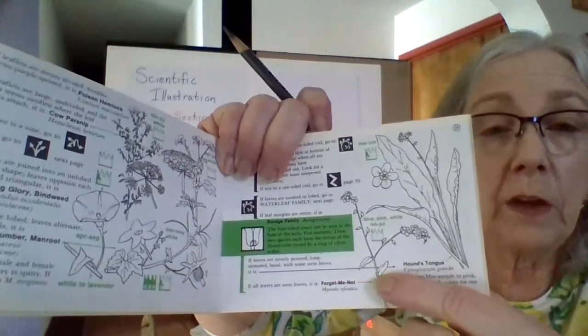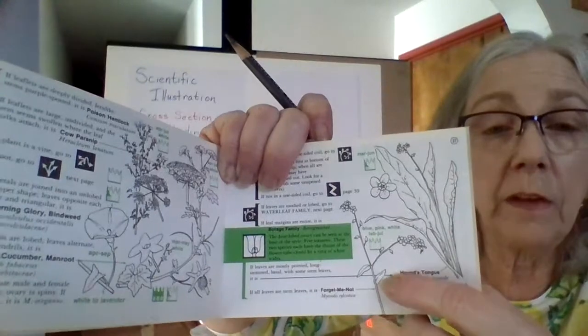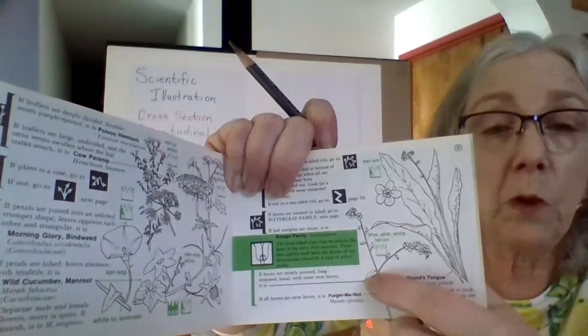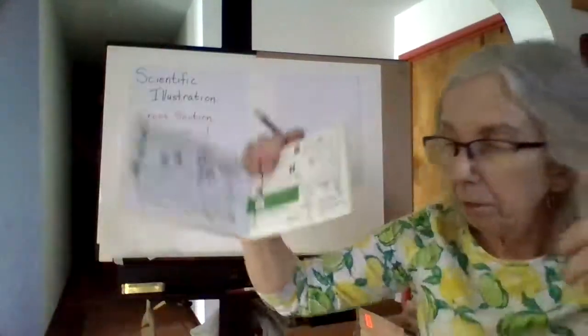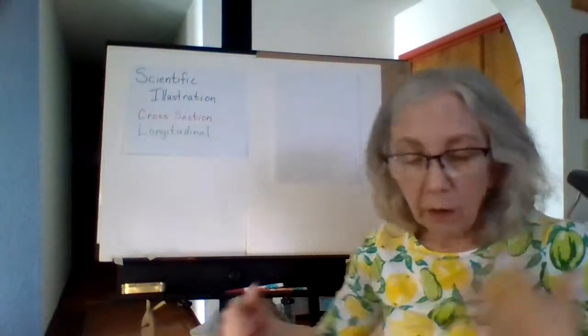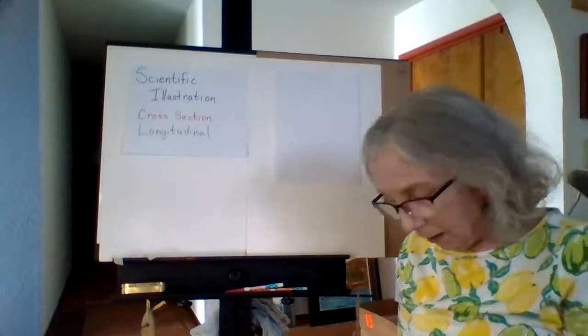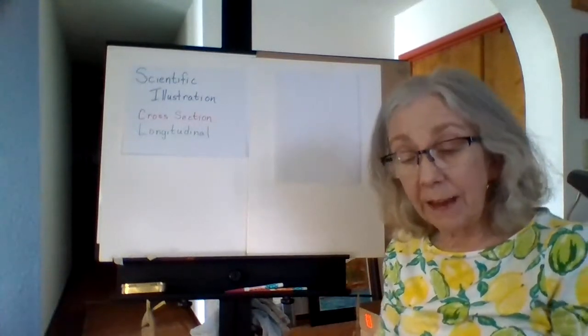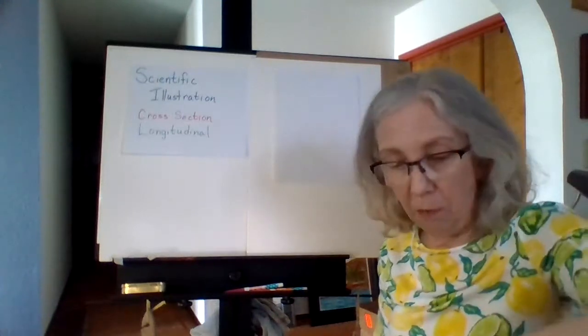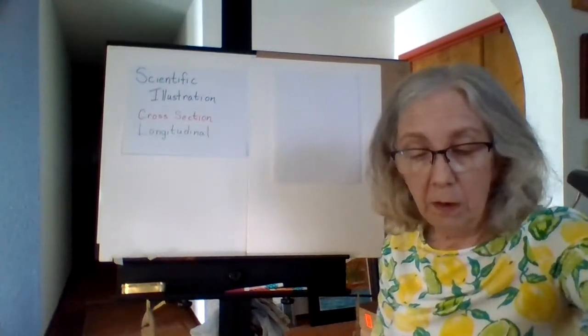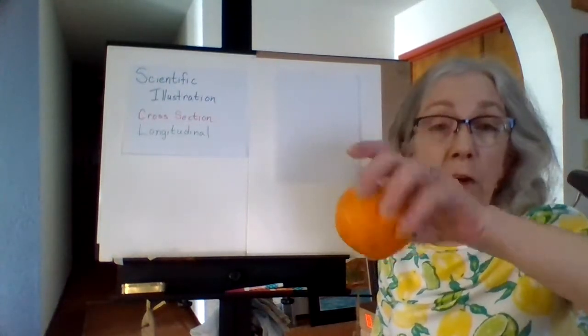So here, do you see how the leaves alternate? There's one on this side, and then it goes up a little bit, and then there's one on the other side. They're not paired up together. So I thought we would just look at how to do a cross-section, a scientific illustration, and I have some things here to work from. So here is an orange.